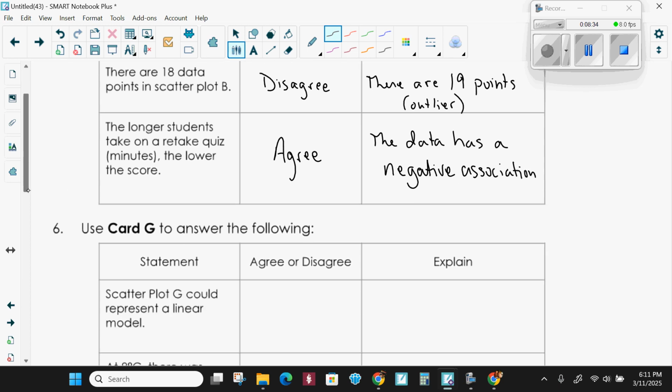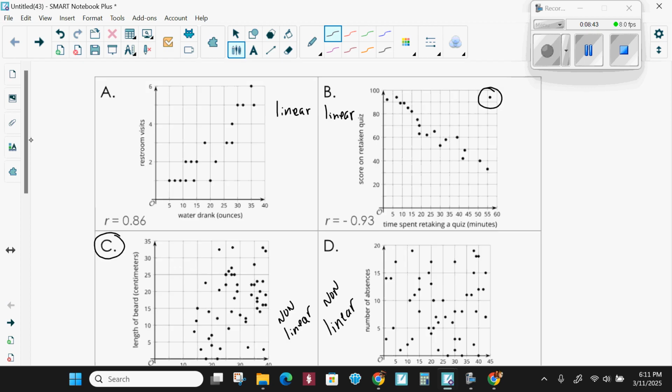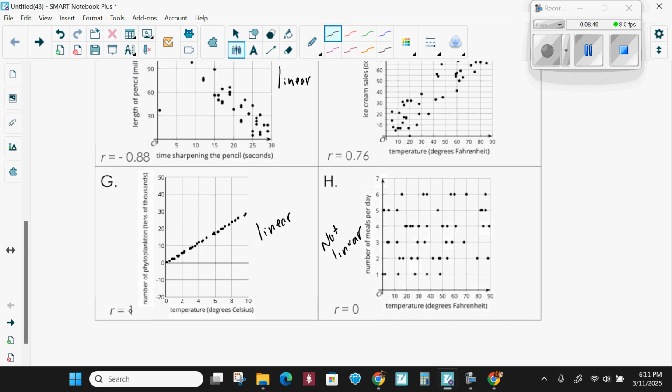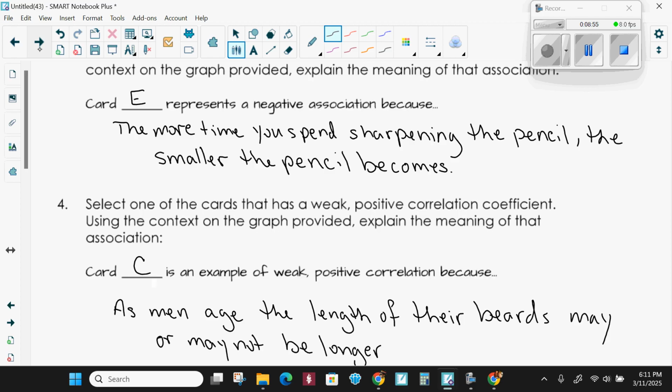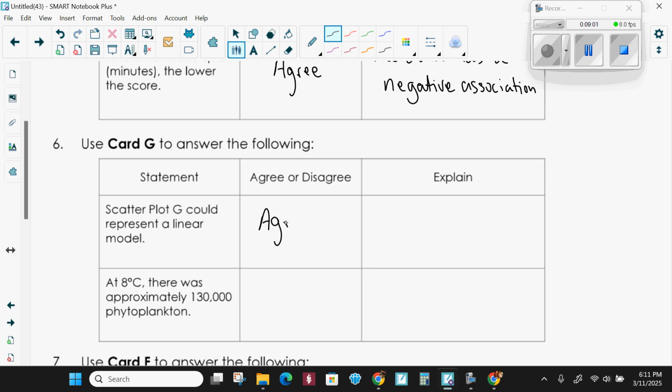Okay, now looking at card G. Scatterplot G could represent a linear model. So if we go back here, G, well, definitely this is the one that has a 1 for its R value, and the points are in a line. So I would say definitely on that one. Okay, so I put the R value on there too.